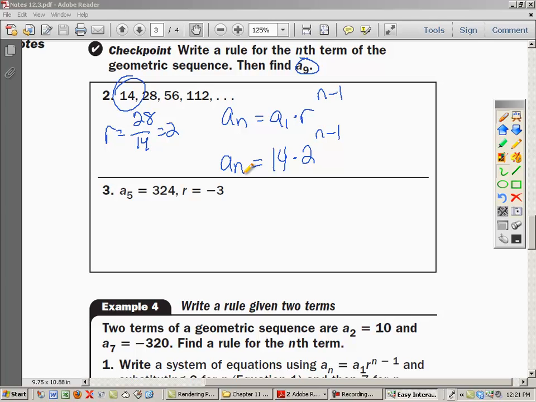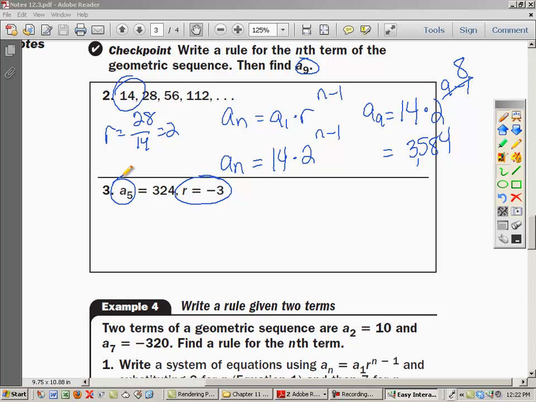Okay, so if I want to find a sub 9, that becomes 14 times 2 to the 9 minus 1 power, or the 8th. Okay, plug that into your calculator. You should end up getting 3,584.